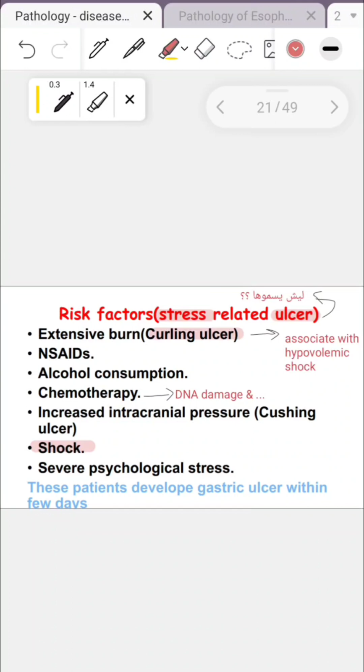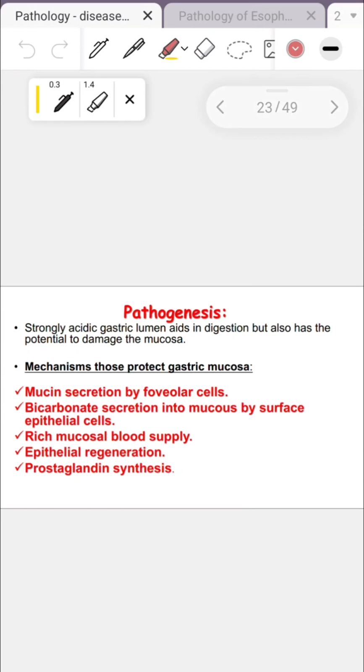Psychological stress can also induce vagal nerve stimulation. These patients also develop gastric ulcers: first erosion, then ulceration. And this is the pathogenesis, guys. Know the normal physiology so you can understand the pathological consequences. Mucin secretion by foveolar cells is protective.